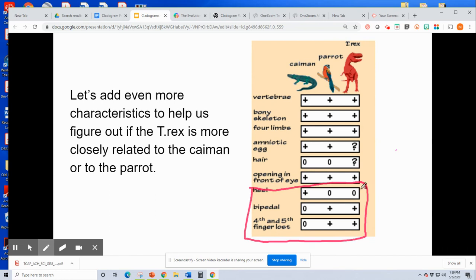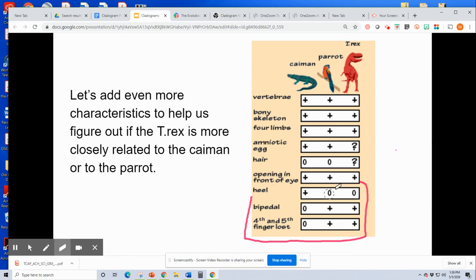Okay. If we compare the T-Rex, the parrot, and the caiman, let's look at the characteristics. Let's look how similar they are. And you notice here that the T-Rex, look, his pattern of characteristics right here lines up with the same pattern as the parrot. And that tells me that the T-Rex was more closely related to the parrot.